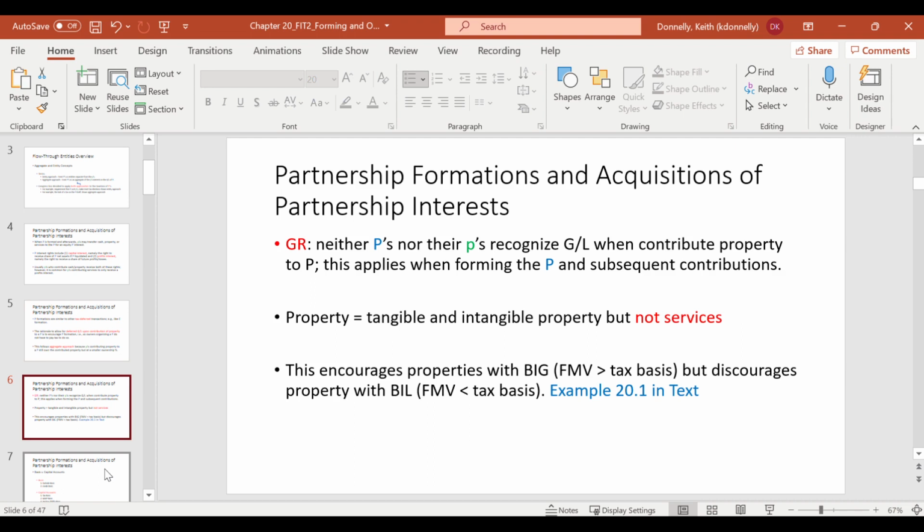So when you're contributing property, as I indicated, the general rule is going to be no gain or loss for the partners there. However, when you contribute services, this is going to be taxable, right? It's like you're earning something. You're providing bookkeeping, you're providing legal services, you get something in return that's like active earned income you have to report. With this dynamic, the setup is going to encourage people to transfer built-in gain property. However, it will discourage the opposite, right? You don't want to contribute built-in loss property.